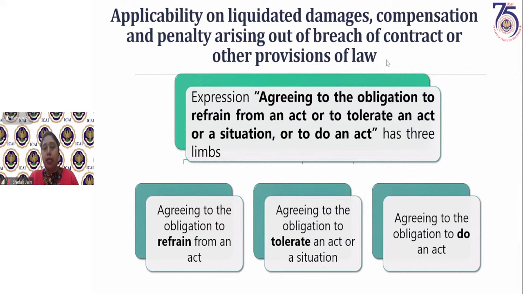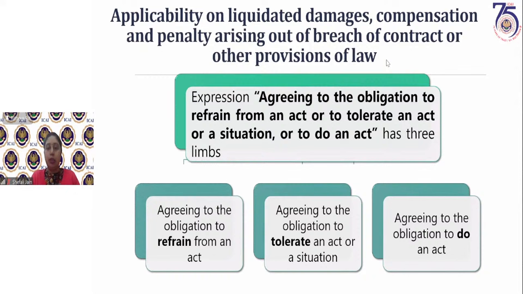Now this para has three limbs or three sections. First, somebody is agreeing to the obligation to refrain from an act. That means not doing an act; a particular act he has agreed he will not do. Second is agreeing to the obligation to tolerate an act. That means some person will do something which this person may not like, but he is tolerating that, okay, I will tolerate this act. And all these three things are for consideration. Third is agreeing to the obligation to do an act. In this case, he is agreeing to do something for another person in lieu of the consideration. So these are the three limbs of this particular entry.